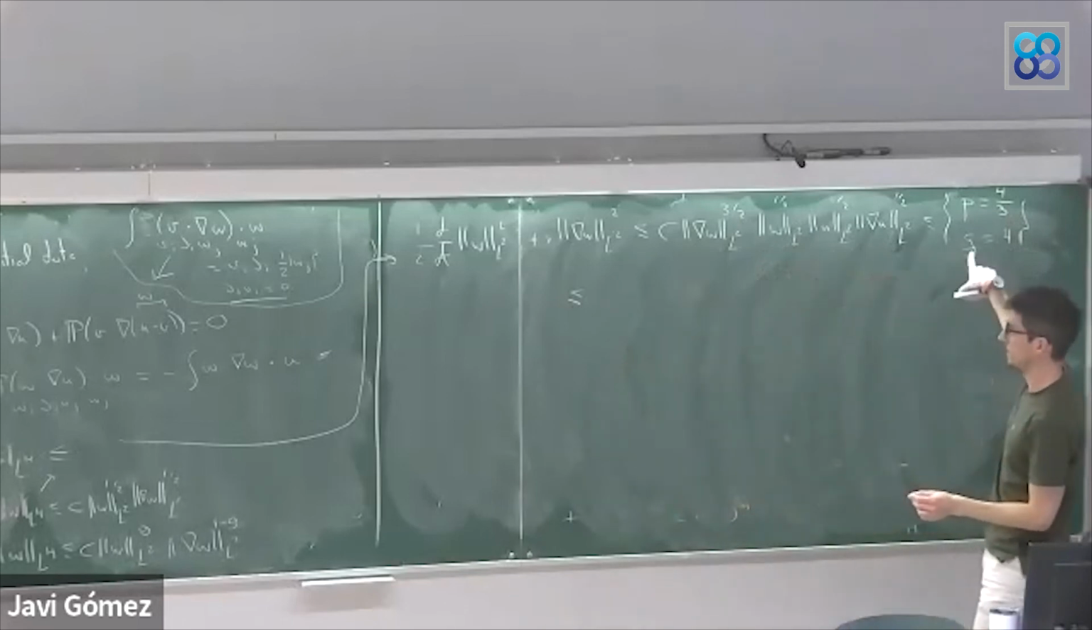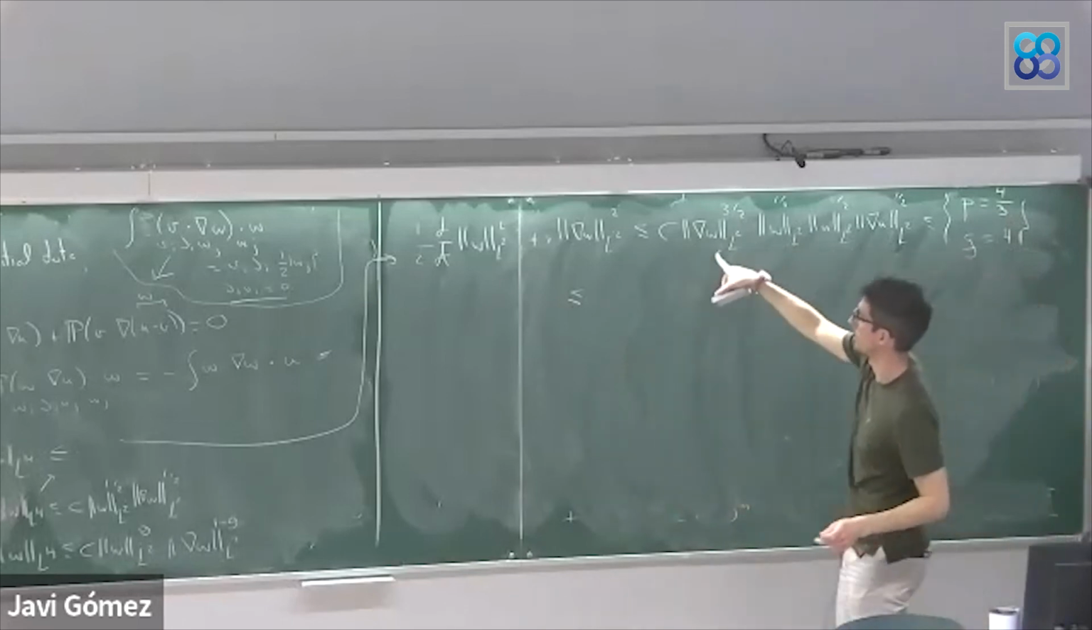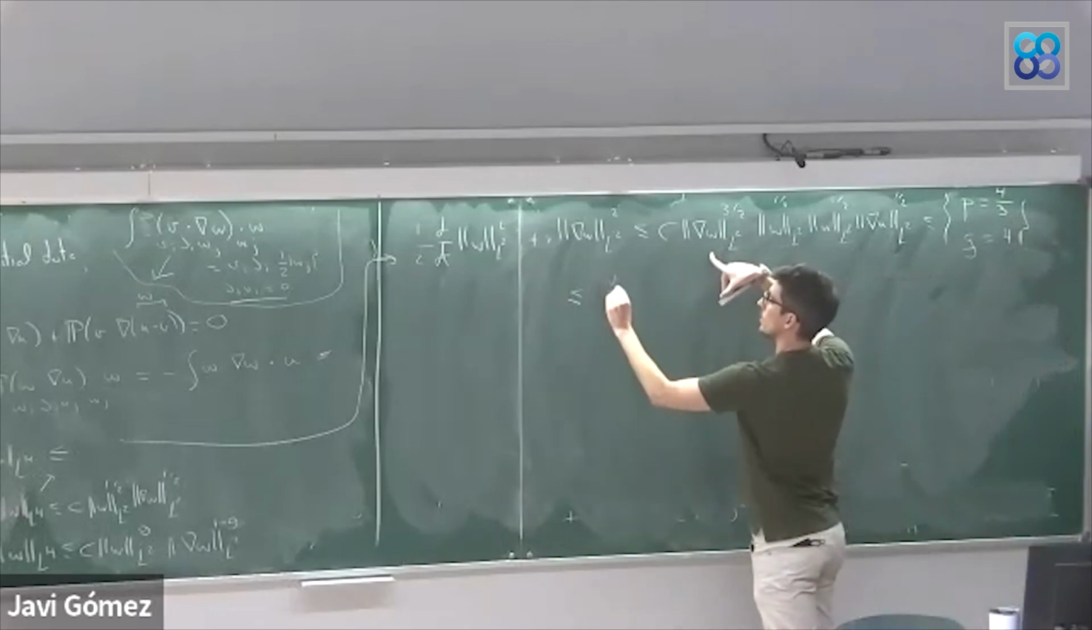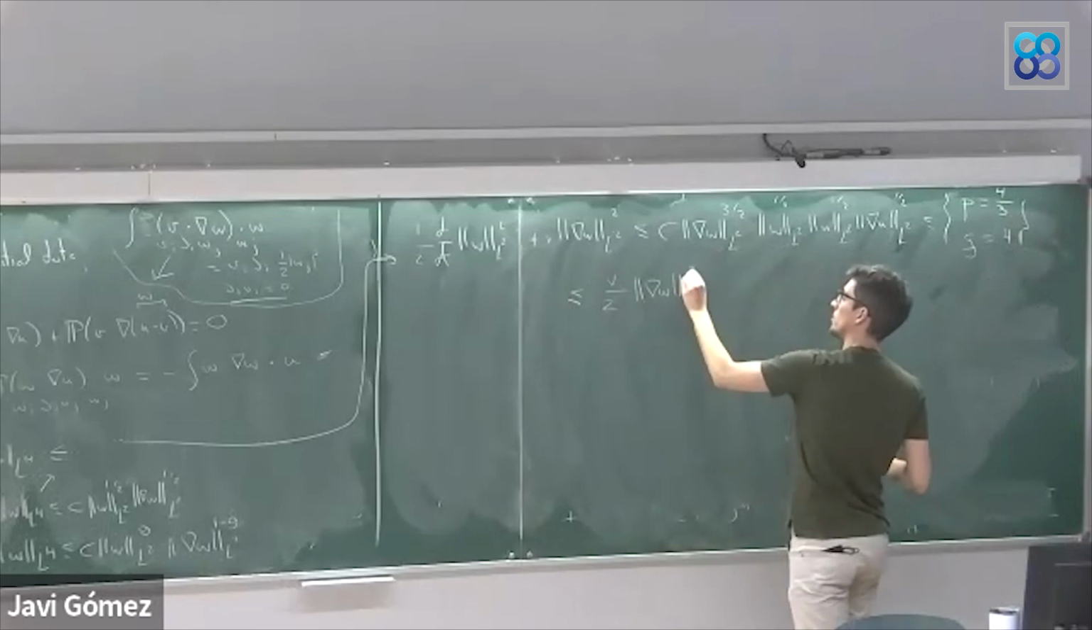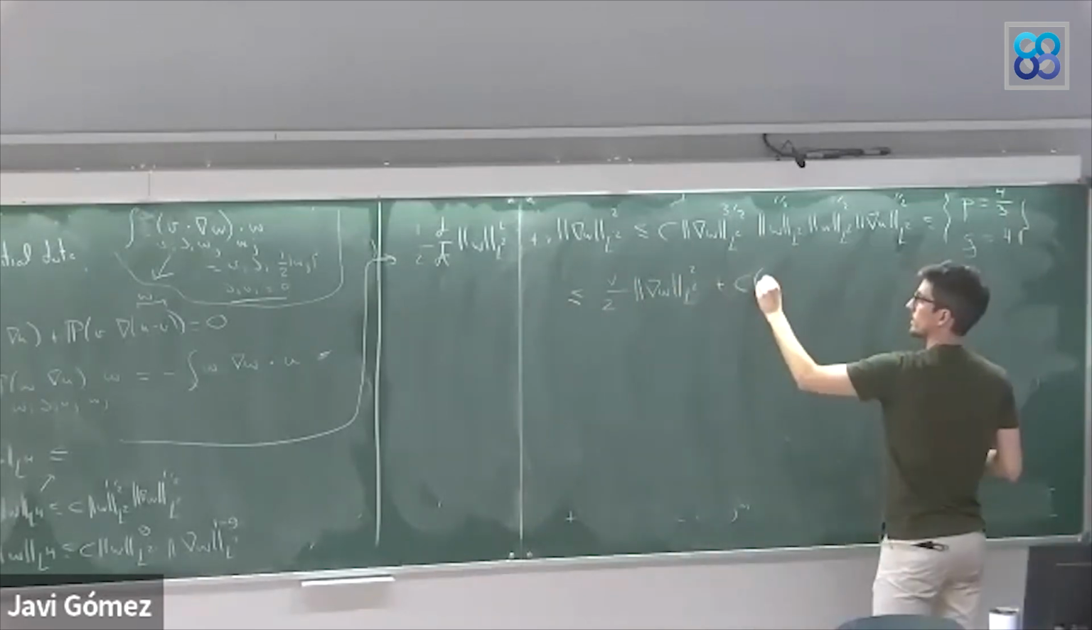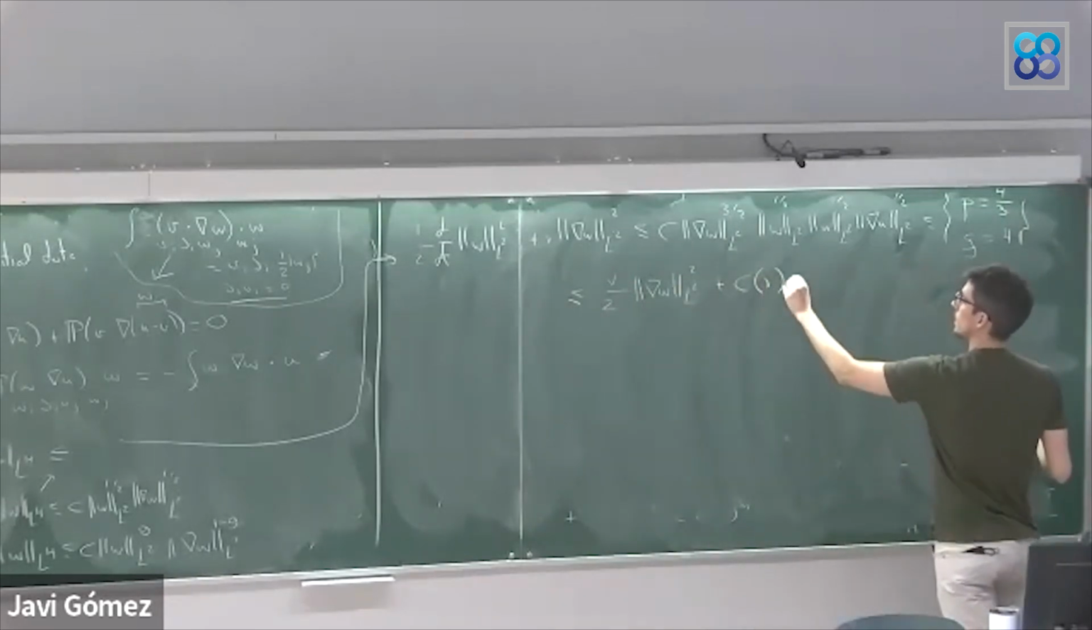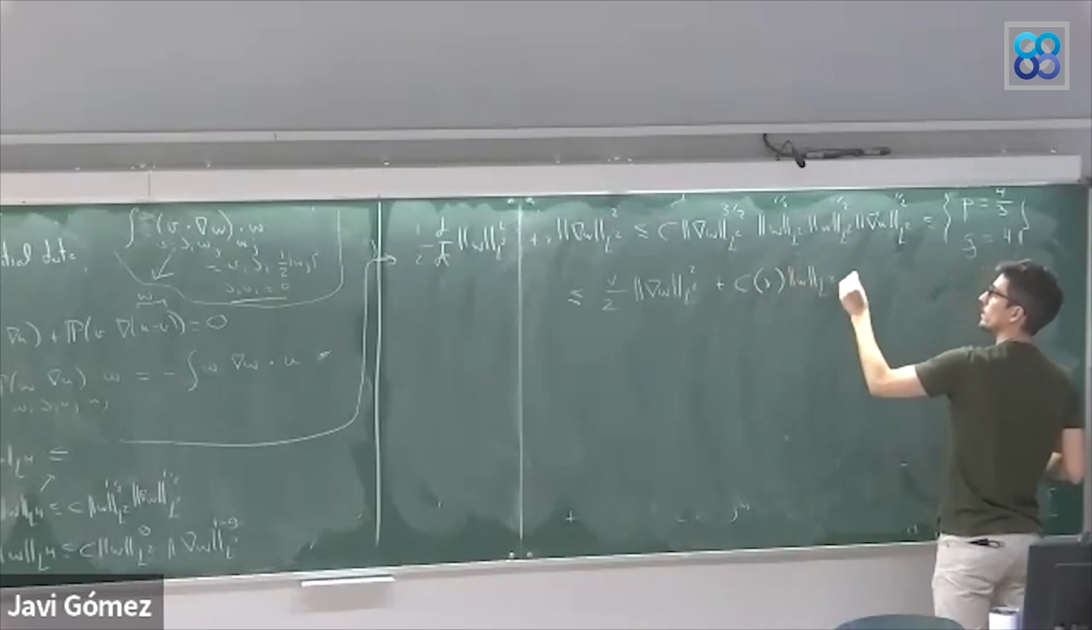Well, and let's do the version with an epsilon so that we can absorb this. So this becomes nu halves L2 squared, plus some constant that depends on nu, and we finish, no?